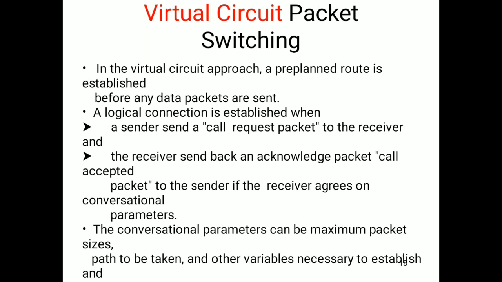Now the second one is virtual circuit packet switching. In the virtual circuit approach, a pre-planned route is established before any data packets are sent. A logical connection is established between the sender and the receiver. The sender sends a call request packet to the receiver, and the receiver sends back an acknowledgement packet, called the call accepted packet, to the sender if the receiver agrees to the conversation. The conversation parameters can be the maximum packet size, the path to be taken, and other variables necessary to establish the connection.